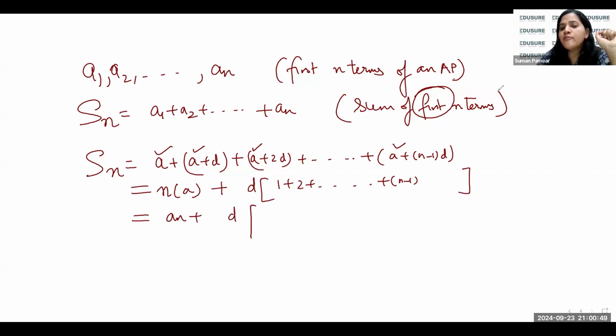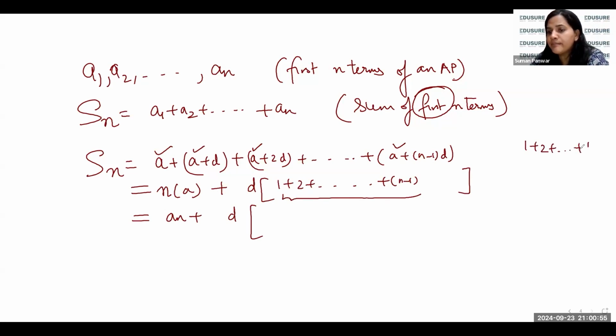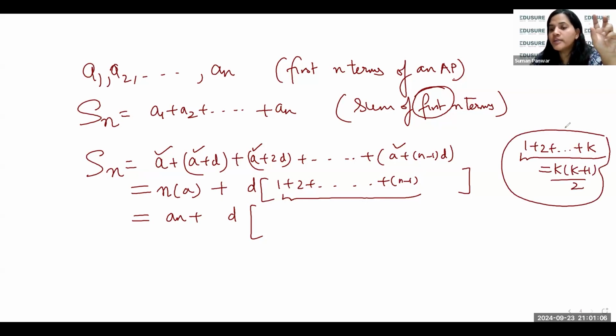Now this is the sum of first n minus 1 natural numbers. Please remember that whenever we are adding first k natural numbers, the sum is k into k plus 1 by 2. If you know this, well and good. If you do not know this, please note it down: sum of first k natural numbers.